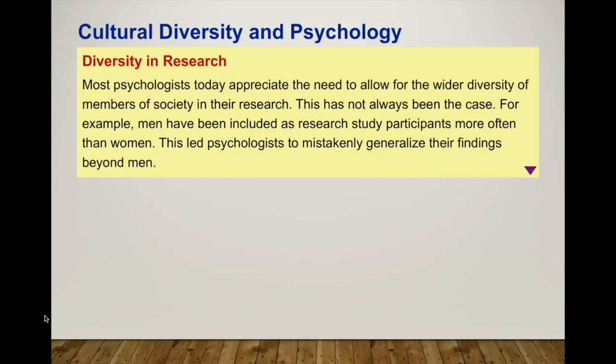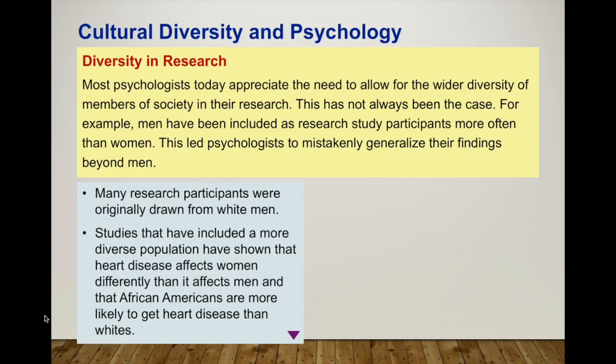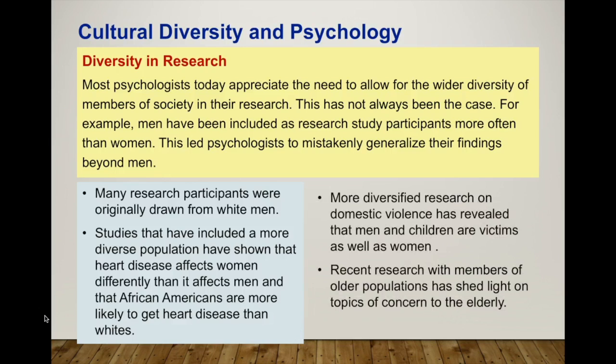Most psychologists today appreciate the need to allow for the wider diversity of members of society in their research. This has not always been the case. For example, men have been included as research study participants more often than women. This led psychologists to mistakenly generalize their findings beyond men. Many research participants were originally drawn from white men. Studies that have included a more diverse population have shown that heart disease affects women differently than it affects men, and that African Americans are more likely to get heart disease than whites. More diversified research on domestic violence has revealed that men and children are victims as well as women. Recent research with members of older populations has shed light on the topics of concern to the elderly.